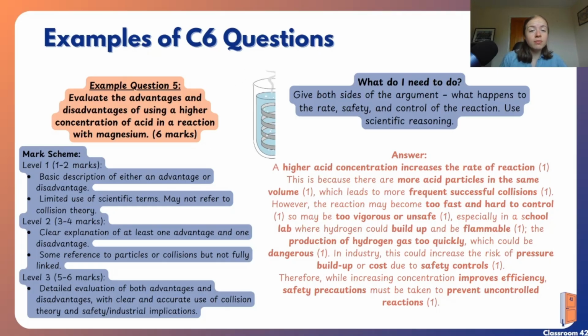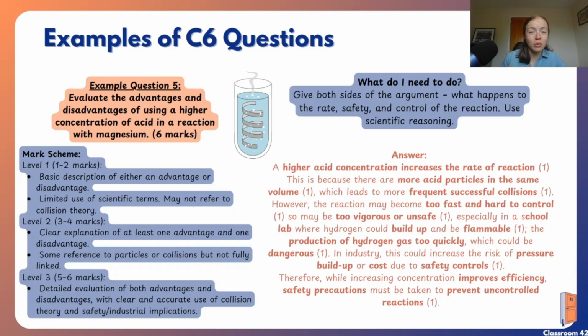However, the reaction may become too fast and hard to control, so it may be too vigorous or unsafe, especially in a school lab where hydrogen could build up and be flammable. The production of hydrogen gas too quickly could be dangerous. So we've talked about it in a school setting, which is always useful to think about because that's ultimately where you did your practicals, and you would have seen this reaction at some point with magnesium and acid letting off a lot of hydrogen gas.